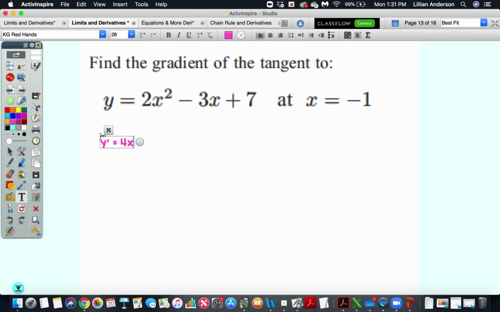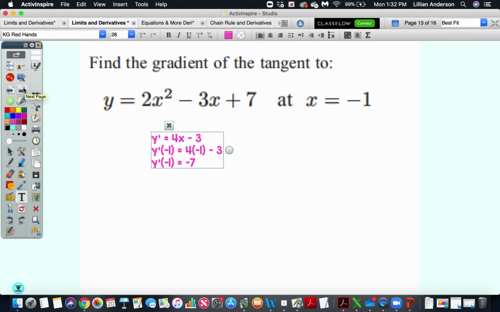Using the power rule, I get 4x minus 3 because, of course, the derivative of 7, which is a constant, is always 0. And so now I can actually find the slope of the tangent line at the particular point of negative 1 by basically doing y prime of negative 1, which just means I plug negative 1 in for x and I solve. So then the gradient at negative 1 is going to be negative 7. And that's it. The hardest that this can get really depends on the original function that you're given that you'll have to take the derivative of.